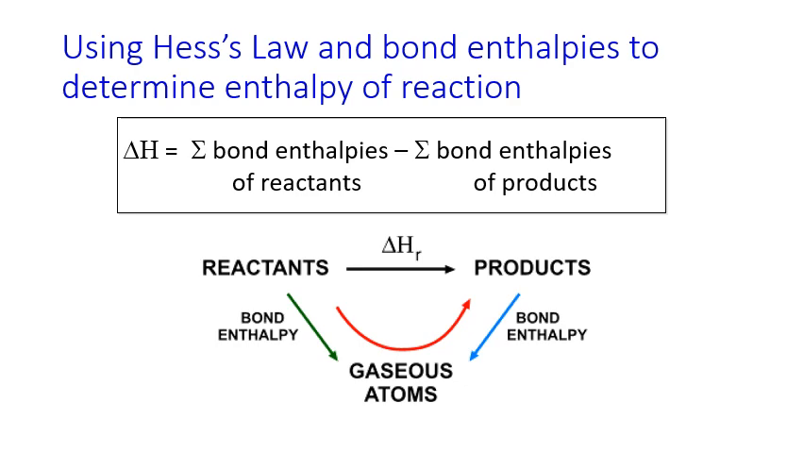Okay, so in terms of using Hess's law, which we did in the last slide, and bond enthalpies to determine the enthalpy of reaction, basically we get delta H, or change in enthalpy, equals the sum of the bond enthalpies of the reactants minus the sum of the bond enthalpies of the products. Okay, so that's kind of touching on Hess's law, which we looked at in the last unit.